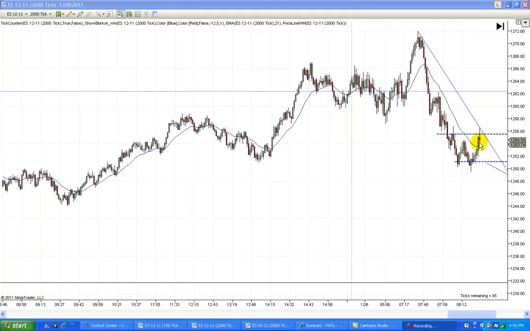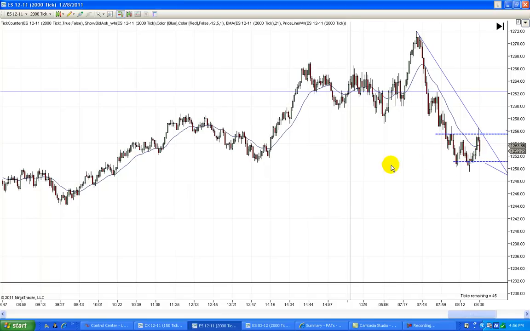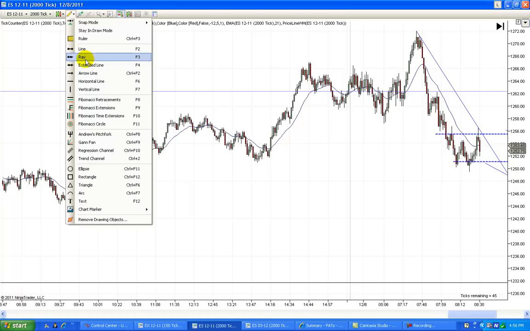Now this would have been a good setup right here for a short. Notice this. You've got your downsloping trend line. We just kissed right off of that trend line. We got a bearish bar right there. So going short right there would have been fine. And you can see we would have been out on the very next bar on our scalp portion.